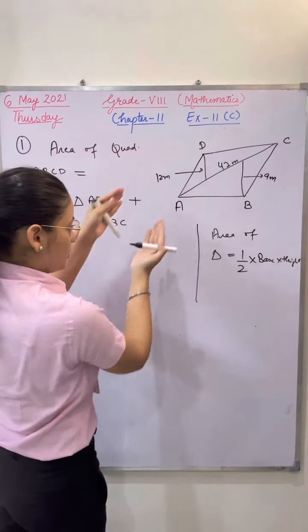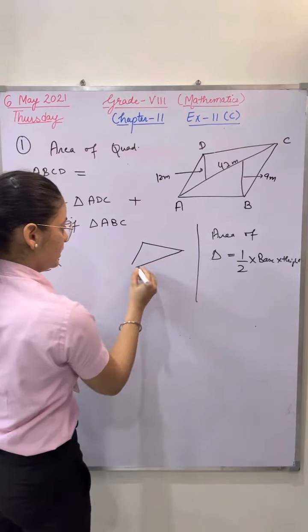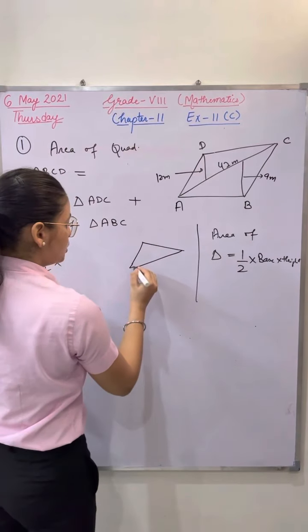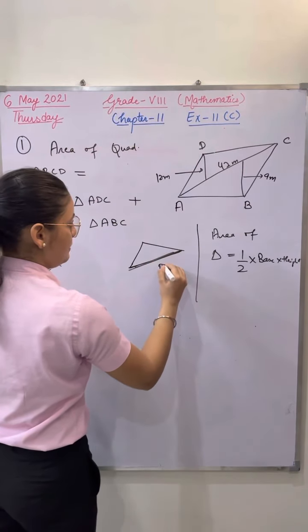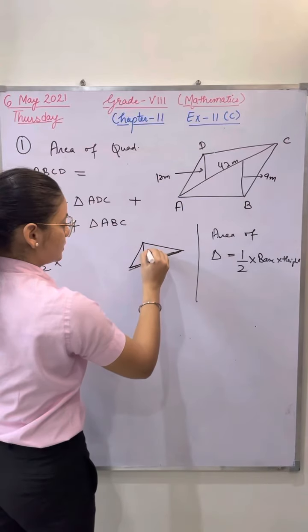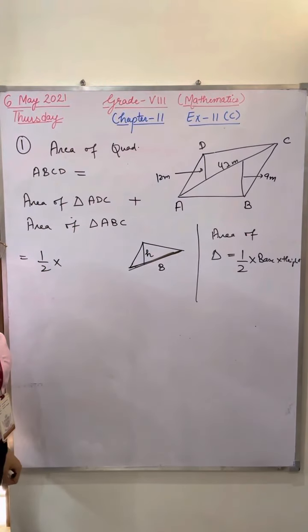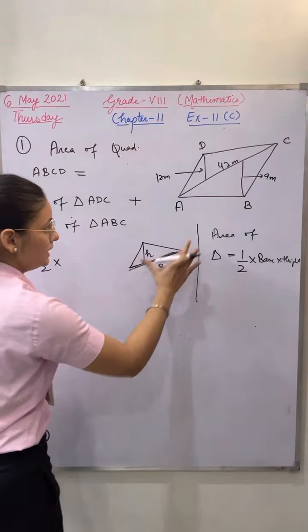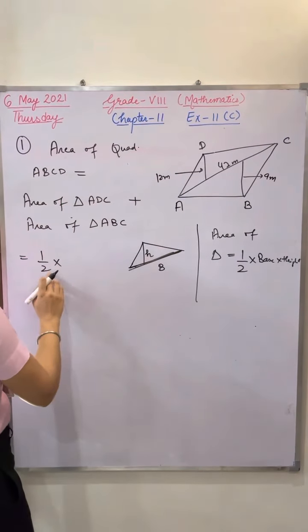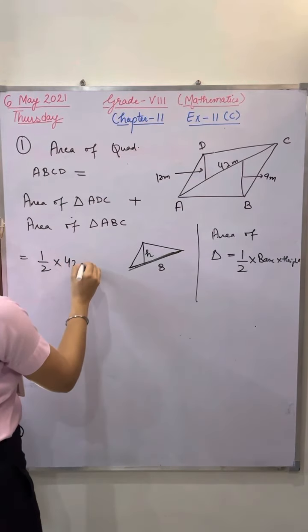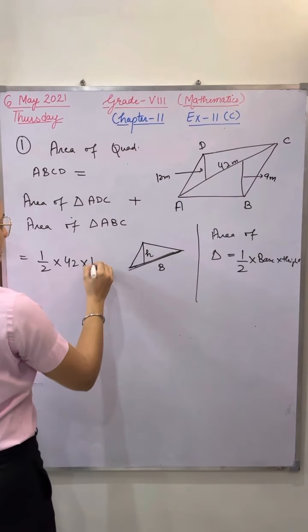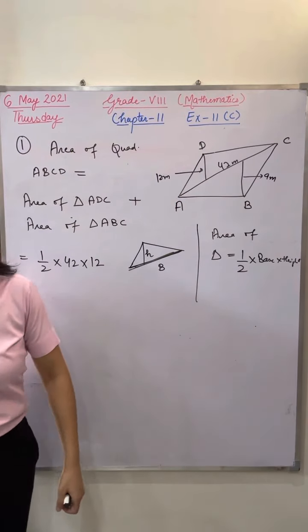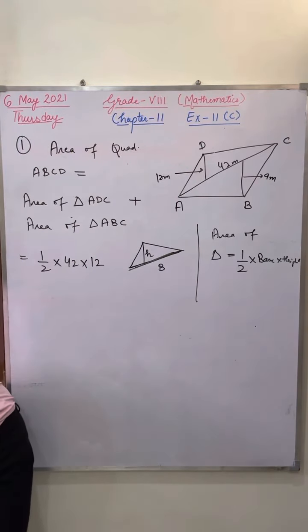I'm taking out this triangle here. Okay. See, I have made this triangle here. So this is the base. This is the base. And this is the height. Right? For this triangle, this is the base and this is the height. So half into base, which is 42, and height is how much? Height is 12. Correct?